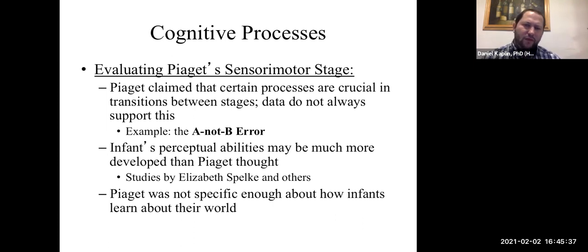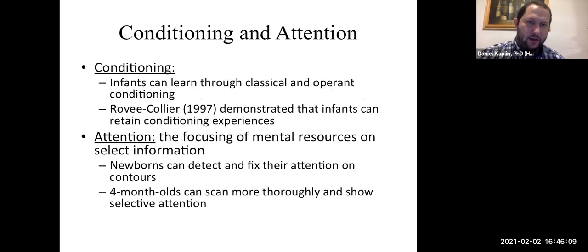So the question is why? And the answer is that maybe your perceptual abilities are much more developed than Piaget suggested. And it could be due to the fact that in the A not B task, you had to do a perceptual experience and a motor skill. So that requires two abilities, whereas a visual task is purely perceptual. You can demonstrate that earlier.